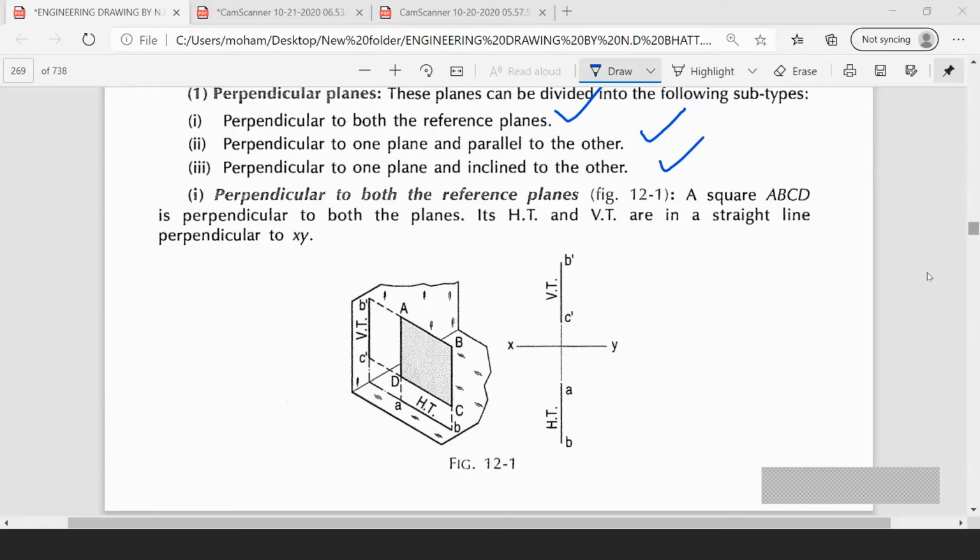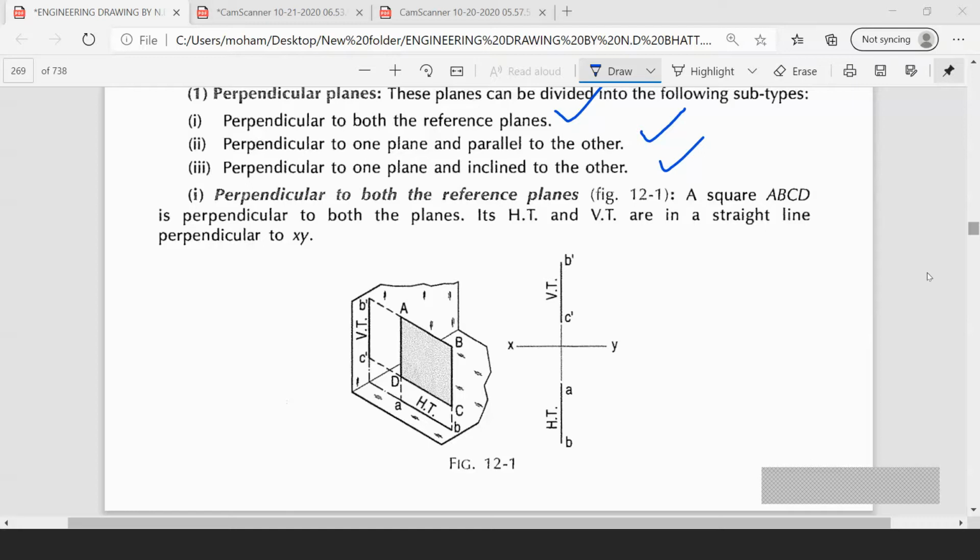The plane is like this. If the plane is like this, then it will be perpendicular to both the planes. Suppose now it is perpendicular to one plane and parallel to the other: perpendicular to VP and parallel to HP. Another condition is, it is perpendicular to HP and parallel to VP.